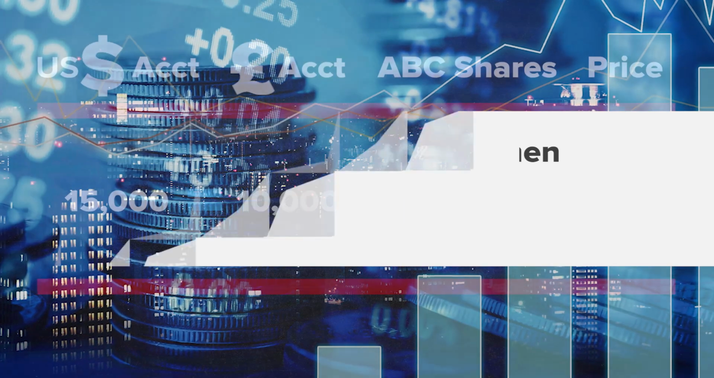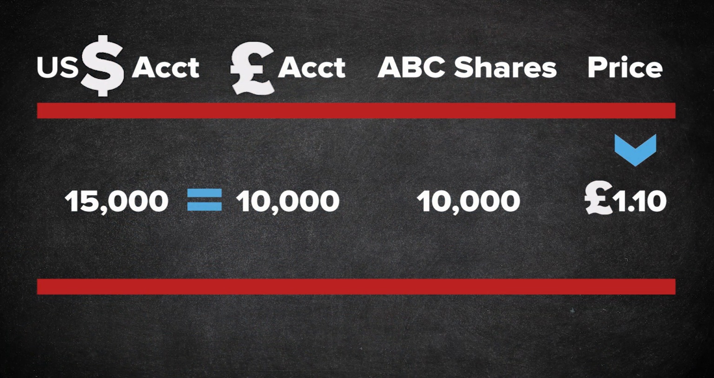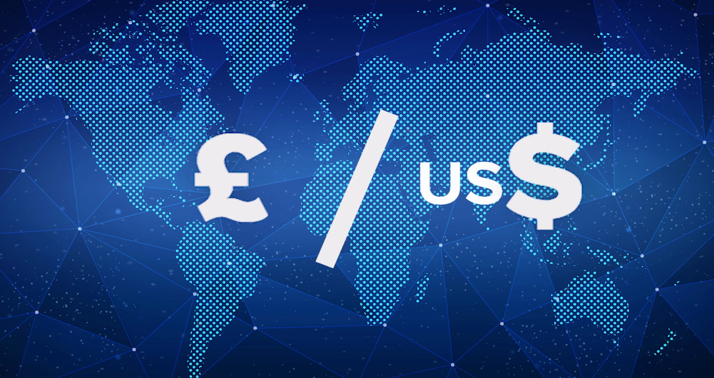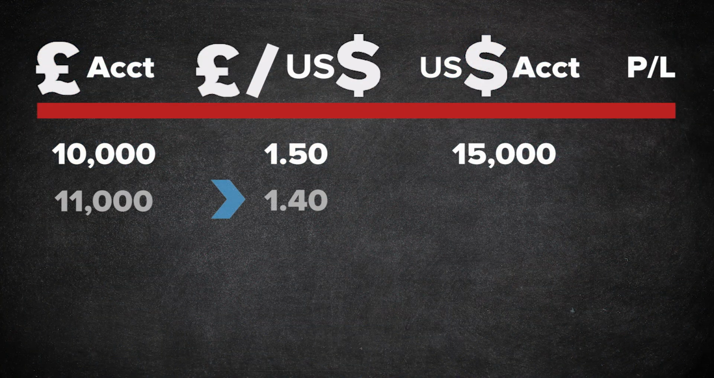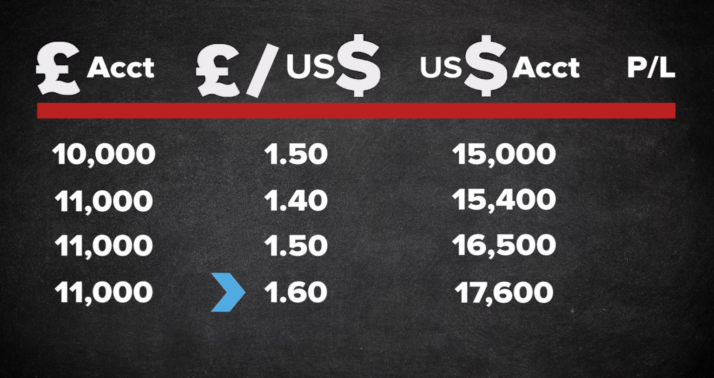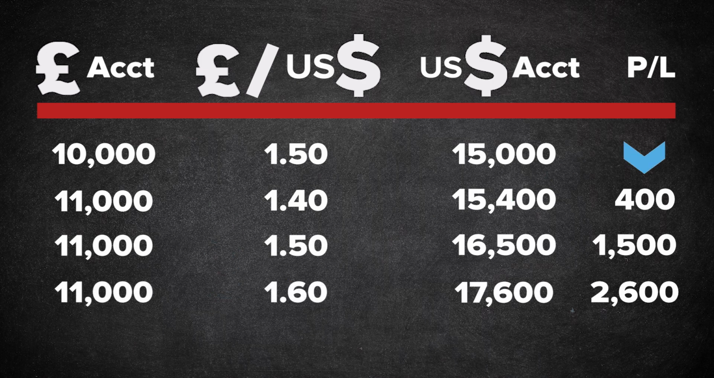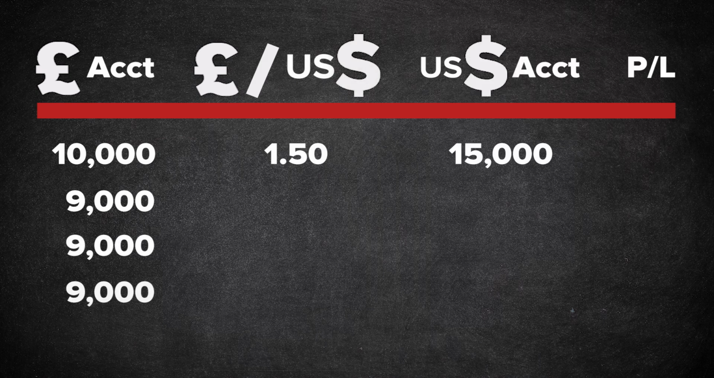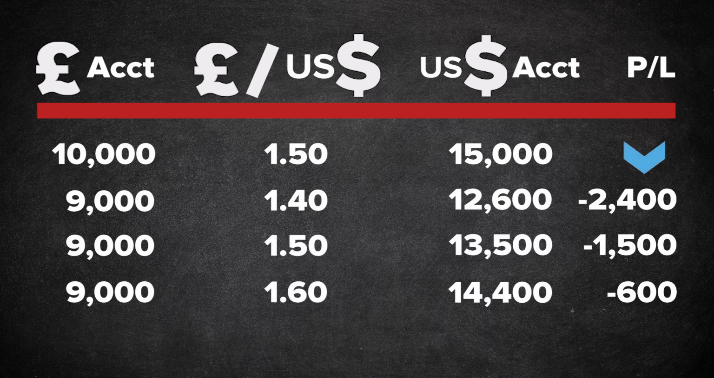Well, if ABC Corp shares rise by, say, 10%, you'll experience a capital gain of £1,000. But depending on the exchange rate of the pound versus the US dollar, you're going to have different outcomes. If the pound buys $1.40, $1.50, or $1.60, for example, you'll have gains of $400, $1,500, and $2,600 worth of gains in your account, respectively. Conversely, if shares in ABC Corp fall by 10%, you'll suffer a £1,000 capital loss, and upon converting your currency after liquidation back to US dollars, you'll see your account fall by $2,400, $1,500, or $600, should the exchange rate of the pound versus the US dollar yield $1.40, $1.50, or $1.60, respectively.